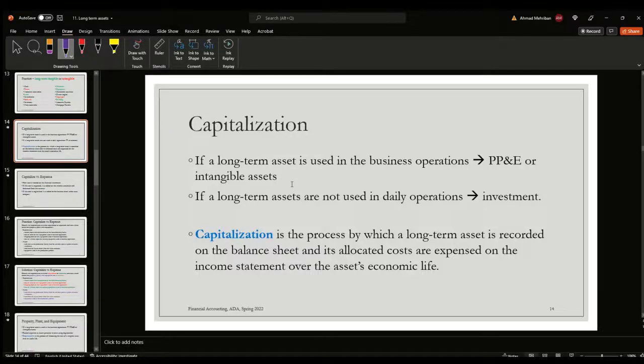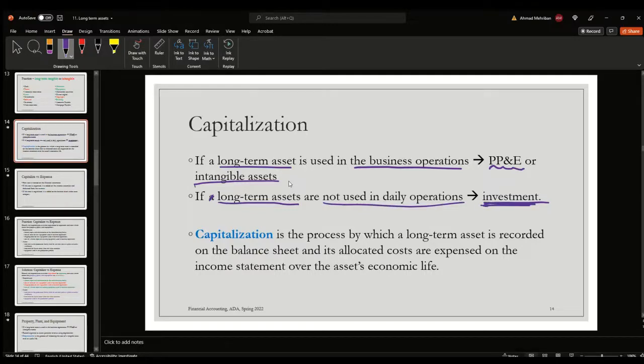Capitalization is an important topic of long-term assets. Let's review a couple of examples beforehand. If a long-term asset is used in the business operations, we add it to property, plant, or equipment or intangible assets categories. On the other hand, if long-term assets are not used in daily operations, we call them investments.